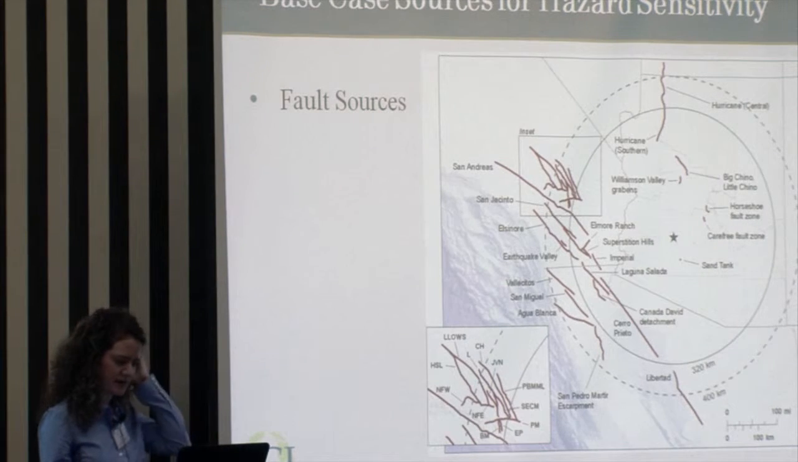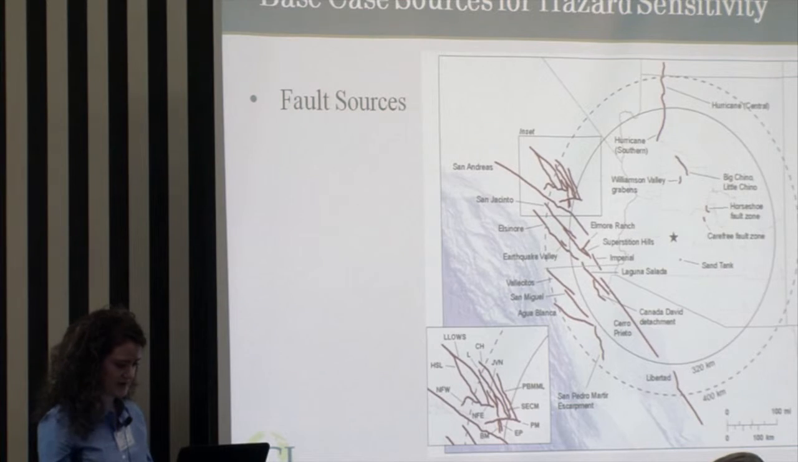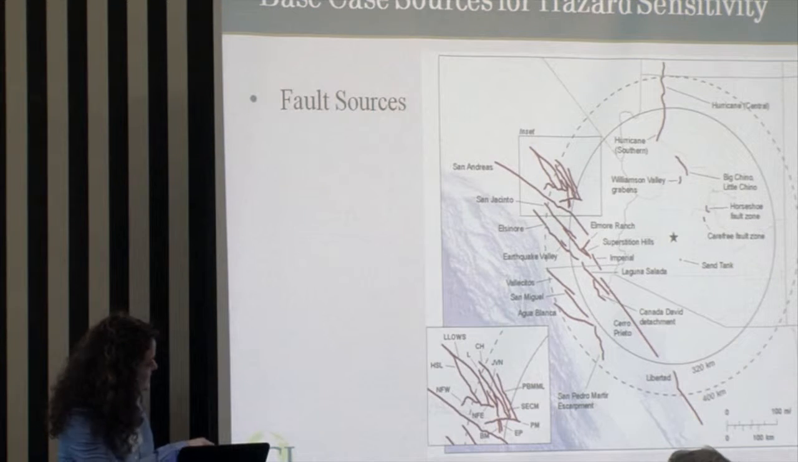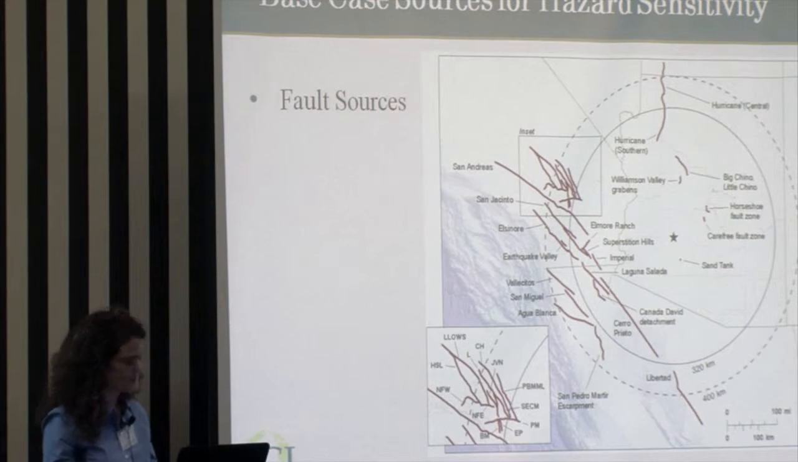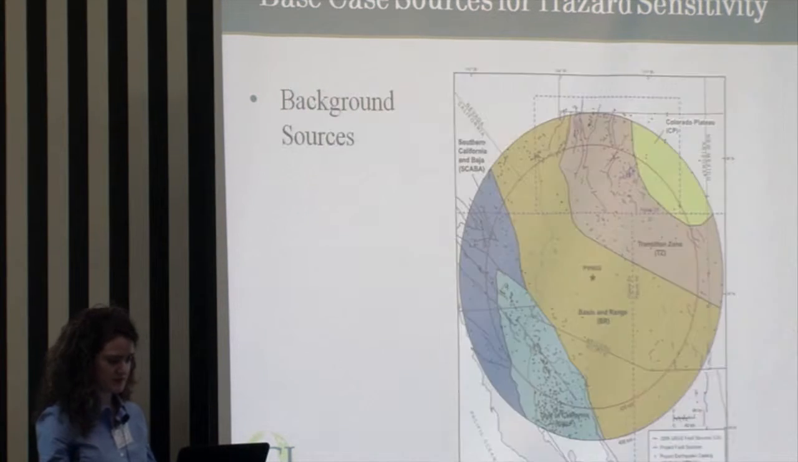Just to go over it as a little background, here's a map. This is the site of Palo Verde Nuclear Generating Station. This is a map of the faults that went into the base case for the hazard sensitivity. For the hazard, we're looking at up to 400 kilometers, and these are the major fault contributors to Palo Verde. Actually, the major contributor right here is Sierra Prieto, and I'll be showing you results primarily which the Sierra Prieto is responsible for.